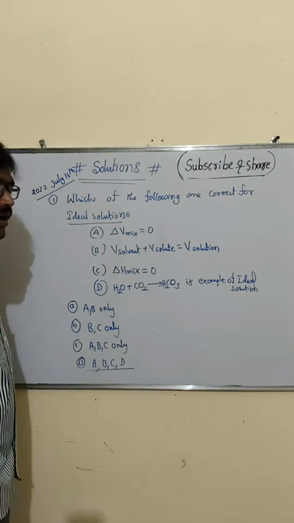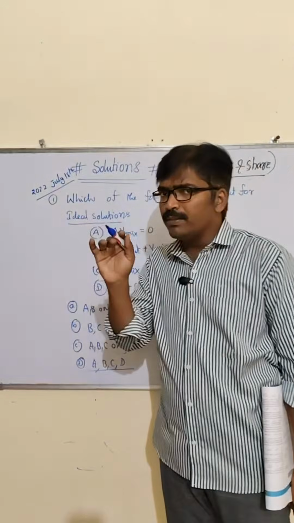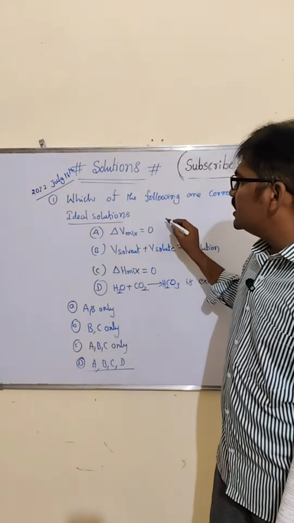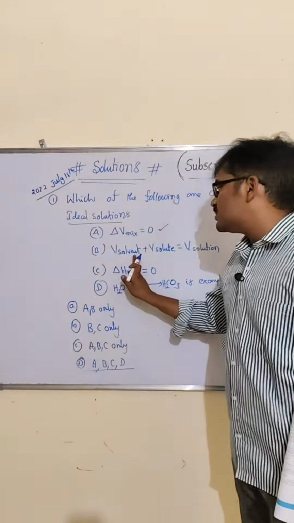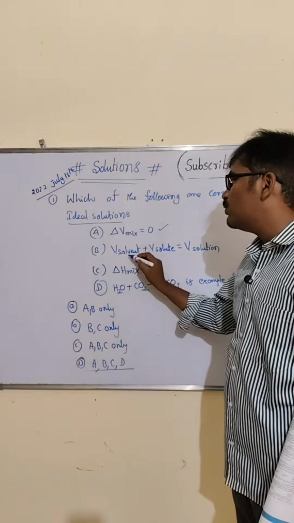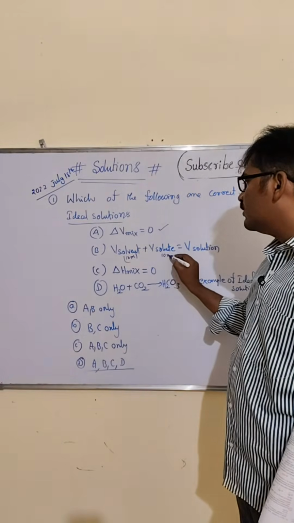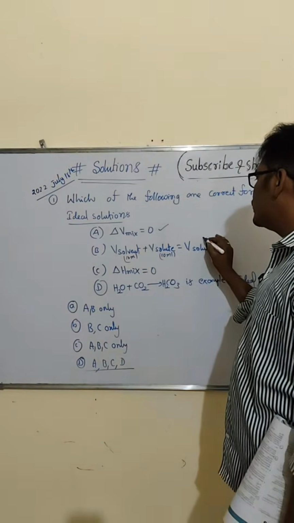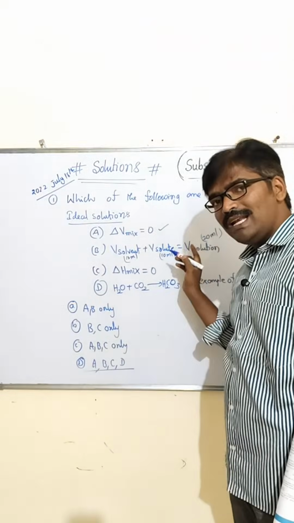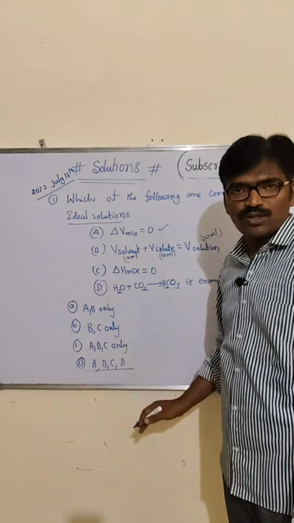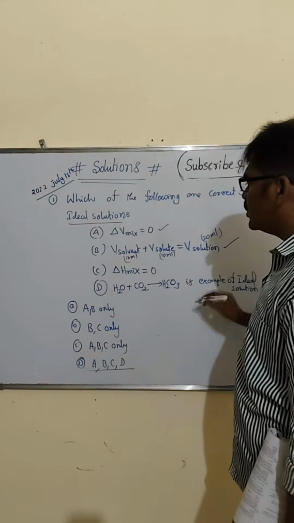Look at all these, observe carefully. For ideal solutions, the change in the volume upon mixing is 0, correct? Then V solvent and V solute: in case the volume of solvent is 10 ml, just assume it, and solute also 10 ml, once both are added you must get exactly 20 ml. If you get either 20.1 or 19.9, that is not an ideal solution. If they are exactly equal, then it is an ideal solution.